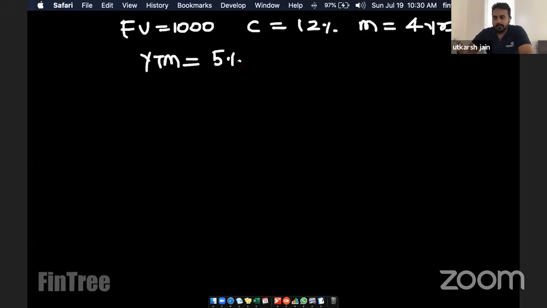It would be more than 1,000. Why would it be more than 1,000? Because it's a premium bond, because the coupon rate is higher than the YTM. The coupon is what you receive in cash, so since you're receiving higher cash here, it's a premium bond. But what if I make my YTM 15%? Then the bond becomes a discount bond, and it would be valued at less than 1,000.